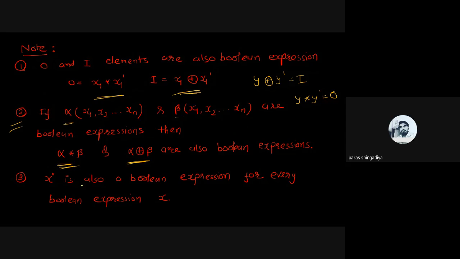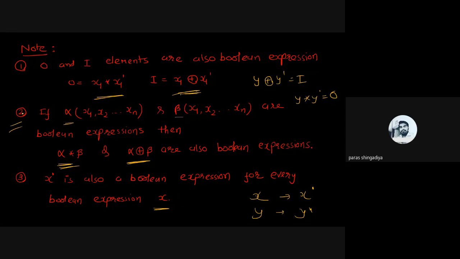And the third one: x dash is also a Boolean expression for every Boolean expression x. If x is a Boolean expression, simple x, only one element there, then its complement x dash is also a Boolean expression. If y is a Boolean expression, then y dash is also a Boolean expression. Clear? So for any Boolean expression which involves a single entry, its complement x dash is also a Boolean expression. Clear? So these three simple rules we have.